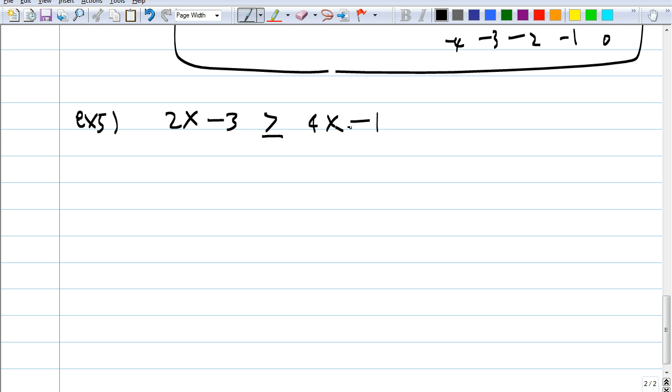Okay, I could subtract 4x from both sides. That's one way. Which way is better? Getting rid of 4x or 2x? 2x is better. You want to get rid of the smaller one if you can. Because otherwise you get negative, right?